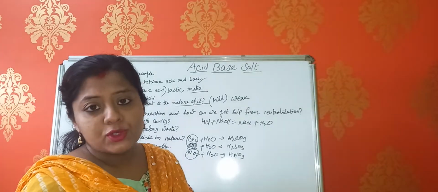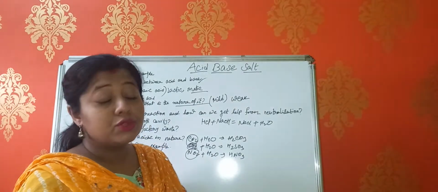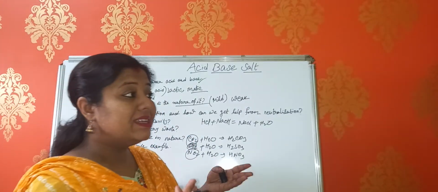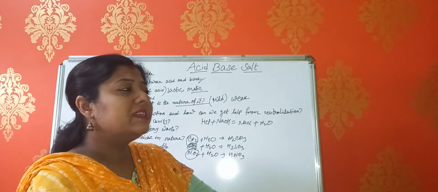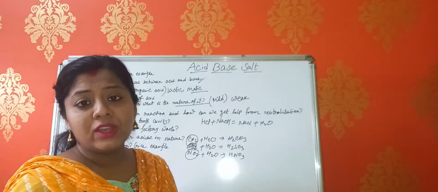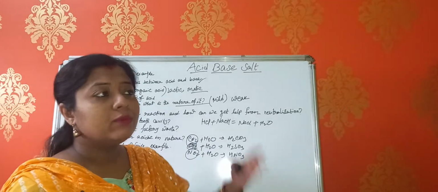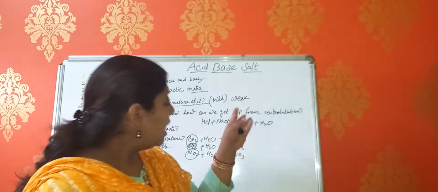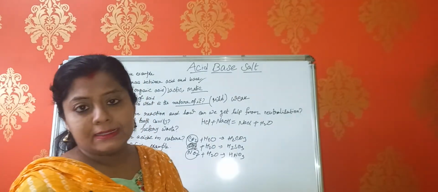In our atmosphere, due to too much pollution, carbon dioxide, sulfur dioxide, nitrous oxide, nitric oxide, all these toxic oxides are present. And where will they go? Definitely, at the time of rainfall, they react with the rainwater and make the acids.